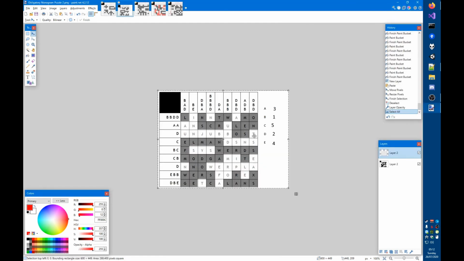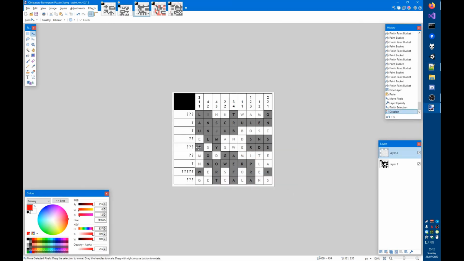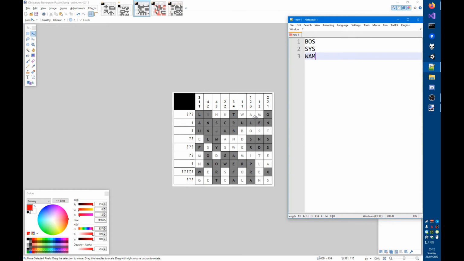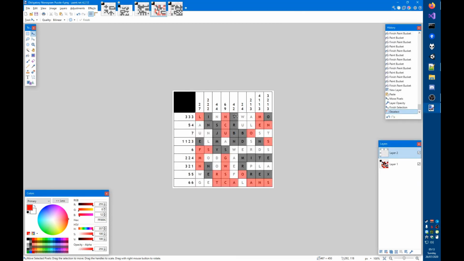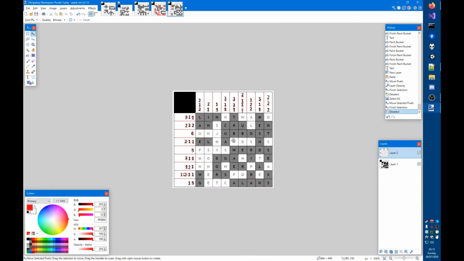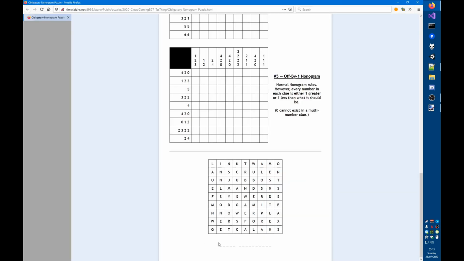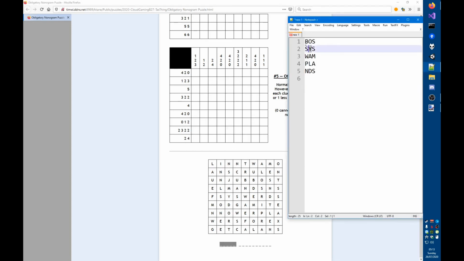Let's see if each of them has that. This one has SYS. This one has WAM. Does this one have? Yes, PLA. A group of 3 letters in a row, and this one has NDS. Bosses, WAM plans. Well, so the first 5 letters form the word bossy. Swamplands. Bossy swamplands. I didn't see that.